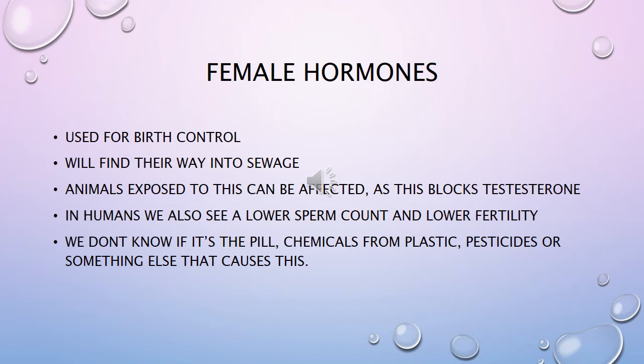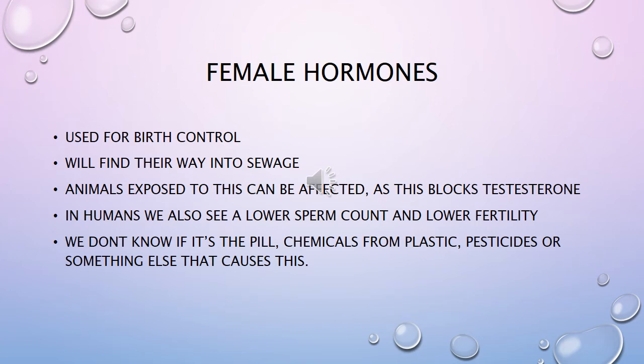The last type of pollution we're going to talk about is female hormones. And this is a little different. But female hormones have been used since the 50s or 60s as birth control, also known as the pill. It's quite smart because it's an easy way to manage birth control. The problem is it will find its way from the toilet into sewage.